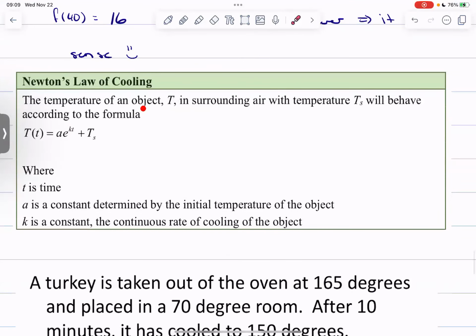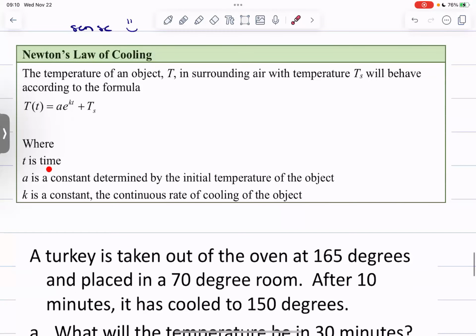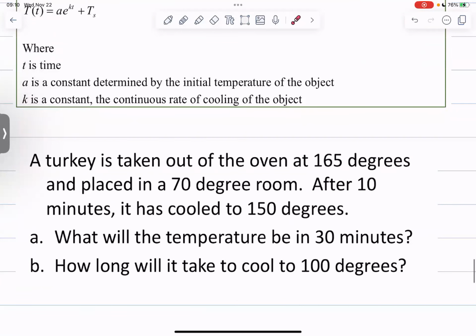The temperature of an object, T, in surrounding air with temperature T subscript S for the surrounding air, will behave according to the formula A times e to the KT plus whatever the surrounding temperature is, where T is time, A is the constant, which is the initial temperature of the object in this case, and K is a constant, and it's the continuous rate of cooling of the object.